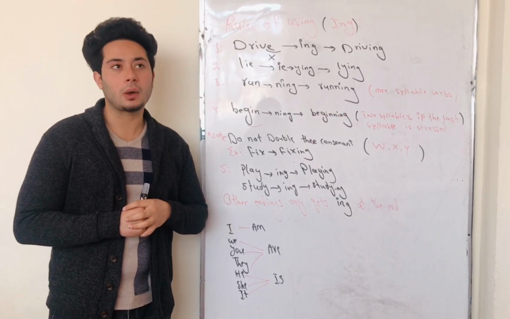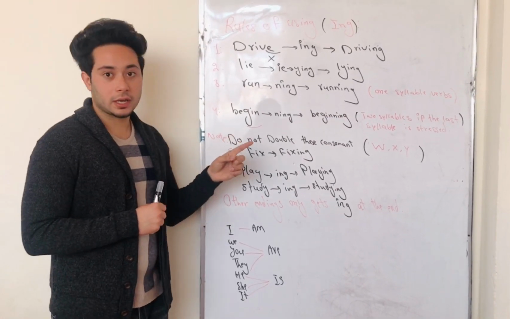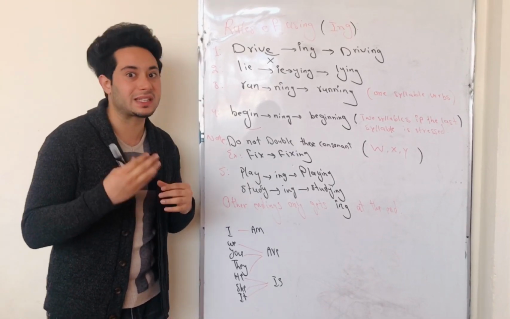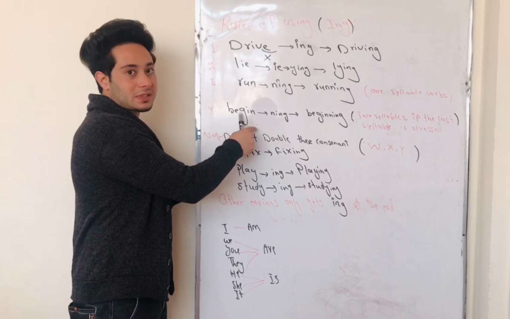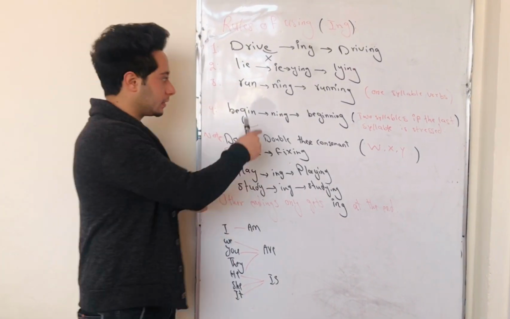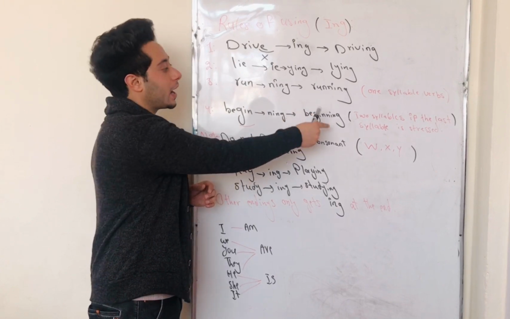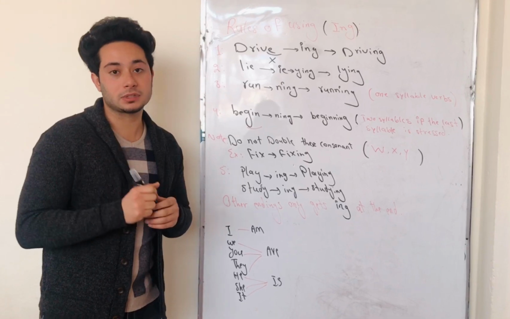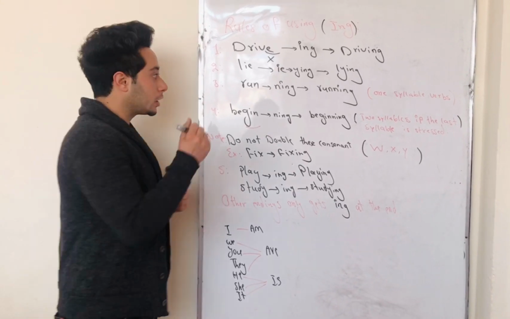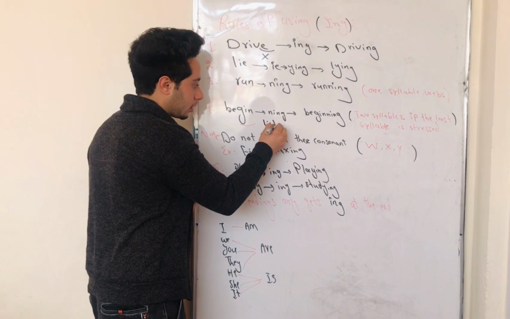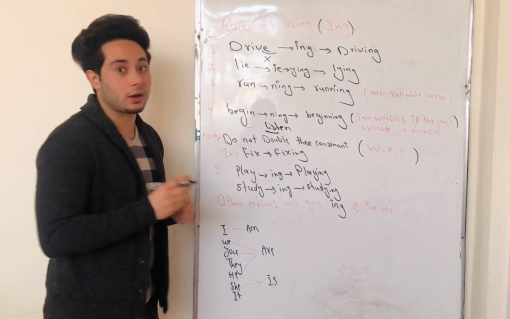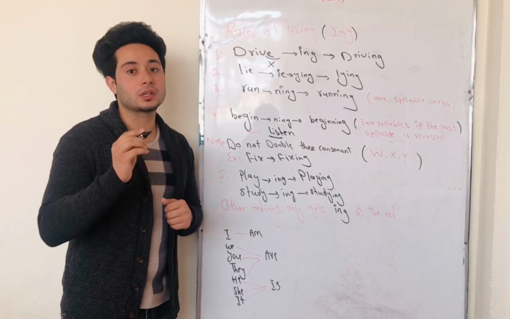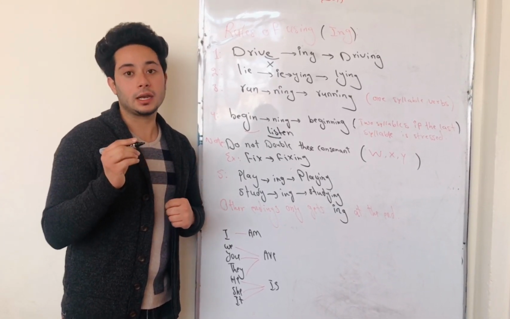Also, I want to mention something else. For two syllable verbs, if the second syllable is stressed, like begin, you also double the consonant letter at the end and add an ing: begin, beginning. But one thing which is really remarkable is that for verbs that are two syllables but the first syllable is stressed, we cannot double the consonant at the end, and we only need to add an ing at the end of them to use them in progressive tenses.